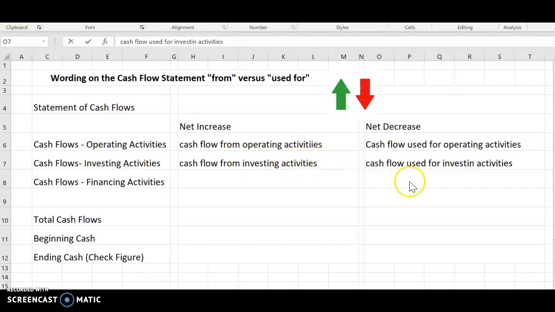What I want to say is that these words give us a big hint as to whether or not it's a net increase or net decrease. Just to give you an example of financing activities, if we had a net increase for financing, then we must have issued more stock than we paid out in dividends and or paid out for our long-term liabilities. If we had a net decrease, it would be the opposite. We must have paid out more for these financing activities than what we brought in.